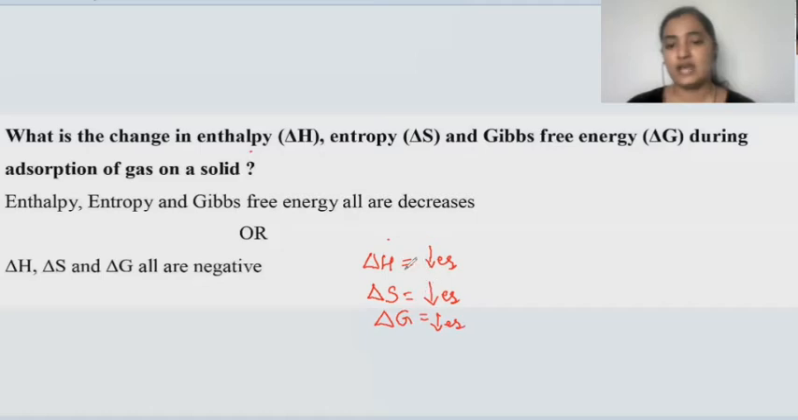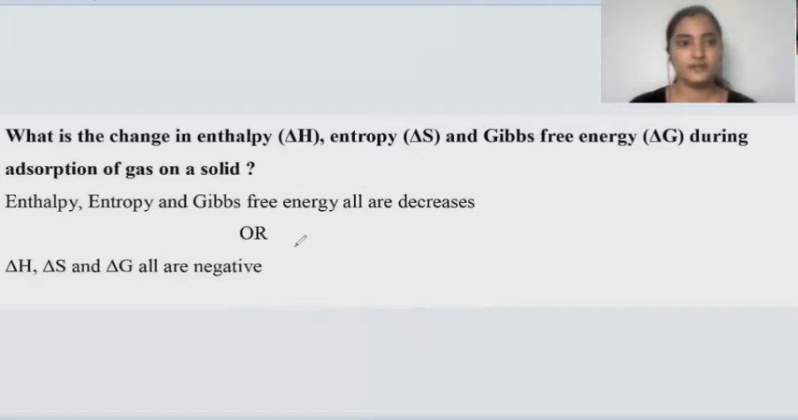When you consider all these three, that is change in enthalpy, change in entropy, as well as change in Gibbs free energy, they are going to decrease and they are going to have negative values. You can just simply say that delta H, delta S, and delta G all are negative. Hope you got to know about the first question, children. Let us move towards the second question now.